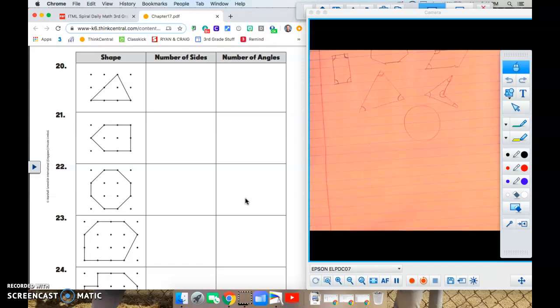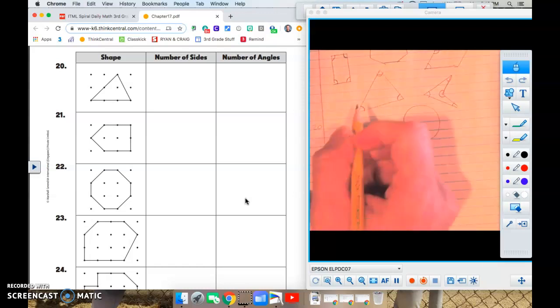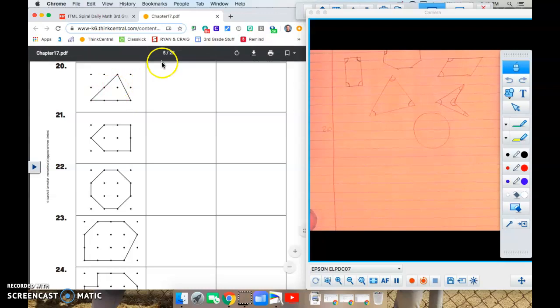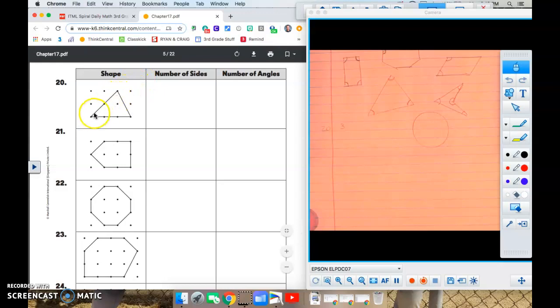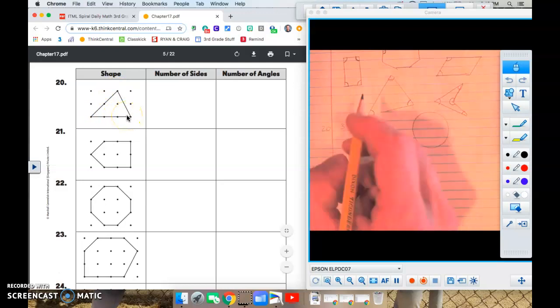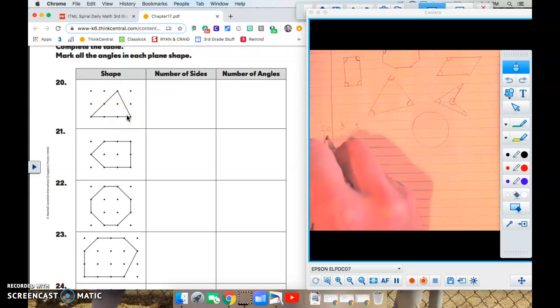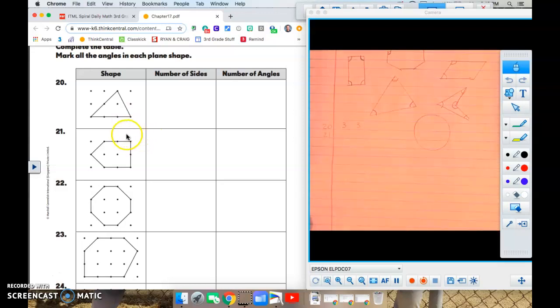Okay, so let's look at number 20, okay? And I see that it's asking us for the number of sides on number 20. So I see 1, 2, 3 sides. And the number of angles. I see one here, there, and there. So 1, 2, 3. Okay, number 21. The number of sides, I see 1, 2, 3, 4, 5. So I see 5 sides. Number of angles, there's 1, 2, 3, 4, 5.